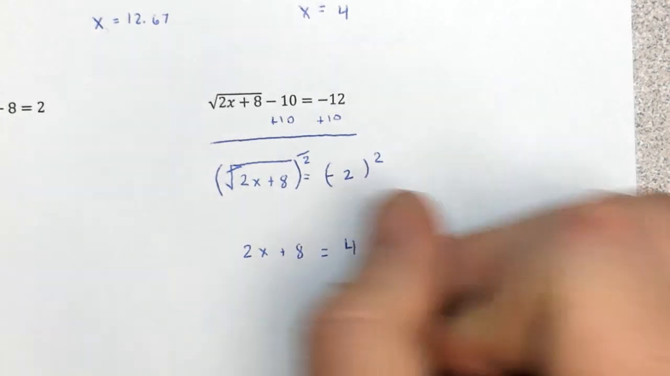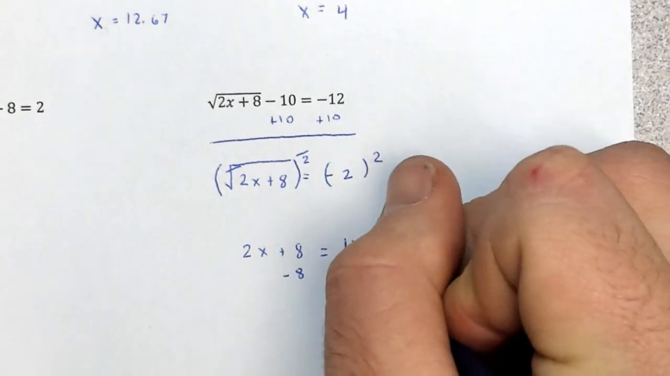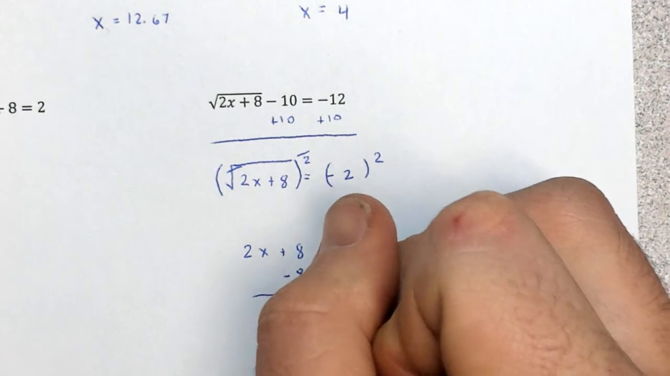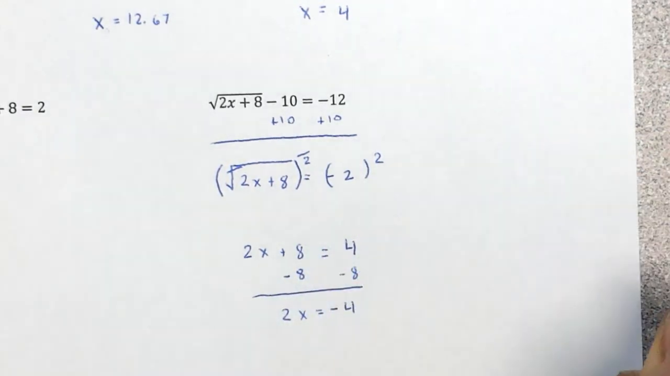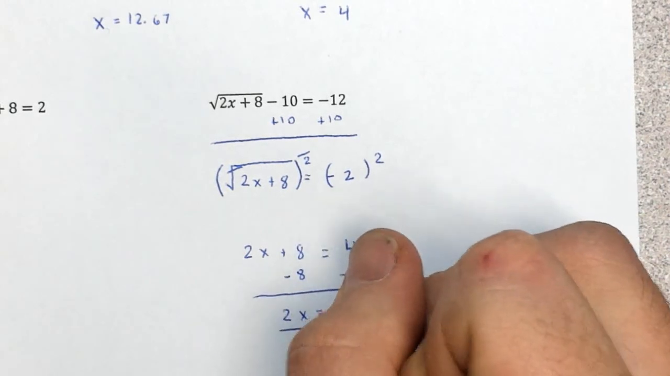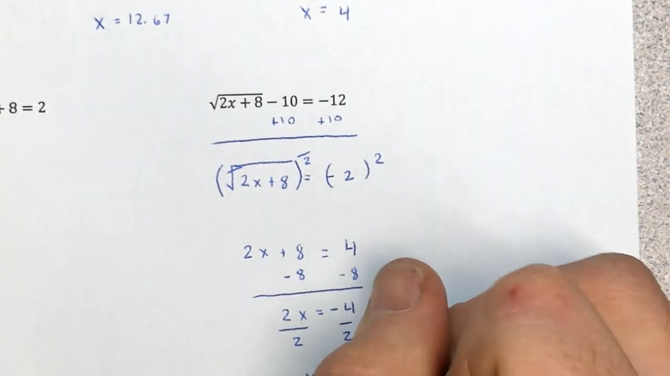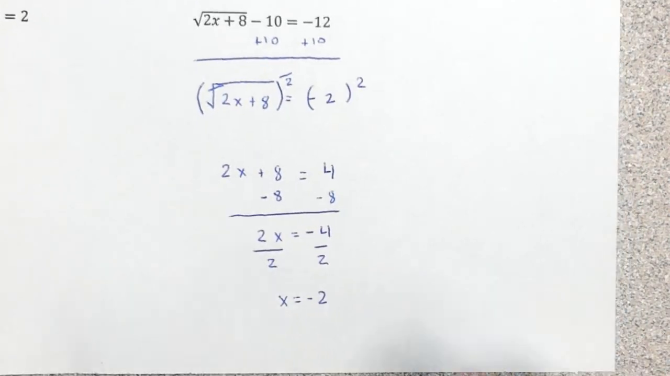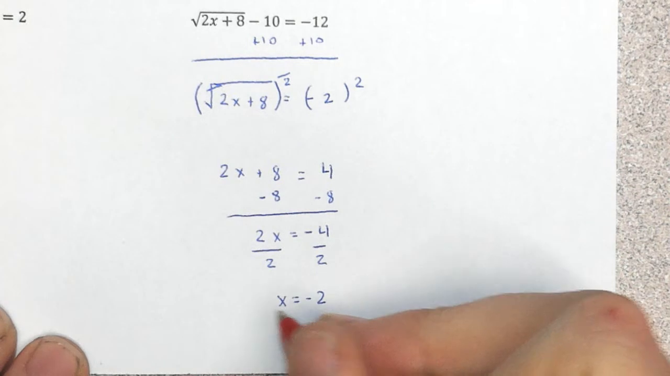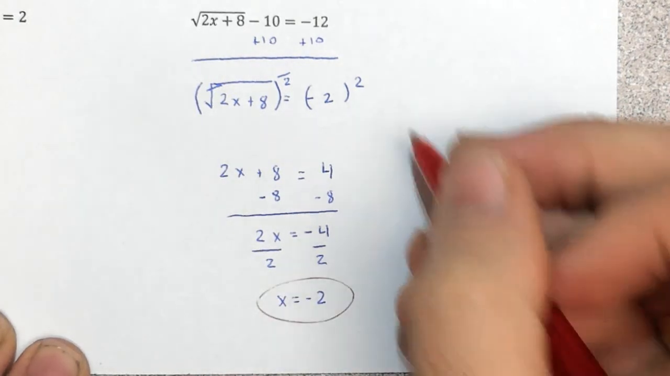From here, I'm going to subtract 8 on both sides. 2x is equal to negative 4. Divide by 2, divide by 2. X is equal to negative 2. Now again, was there any part of that that might have tipped me off that this is a bad answer? Nope. So I got to check it. I'm going to take this negative 2 and plug it back into the original equation.